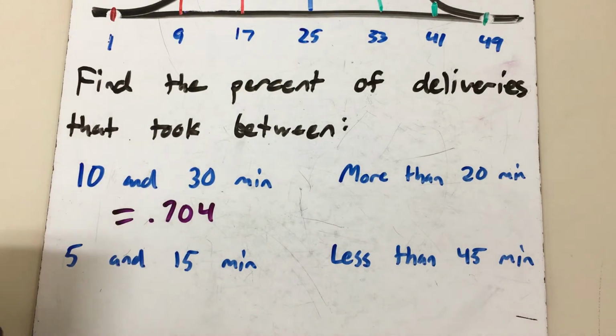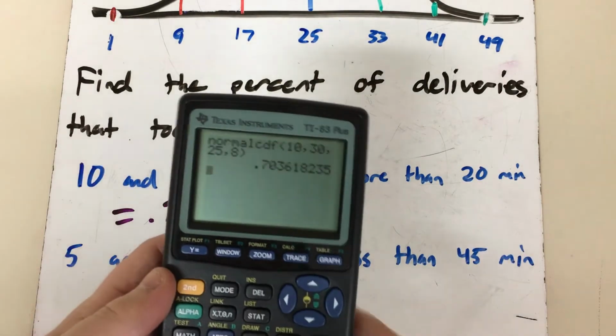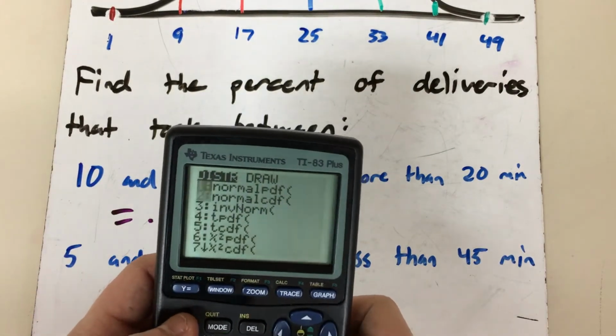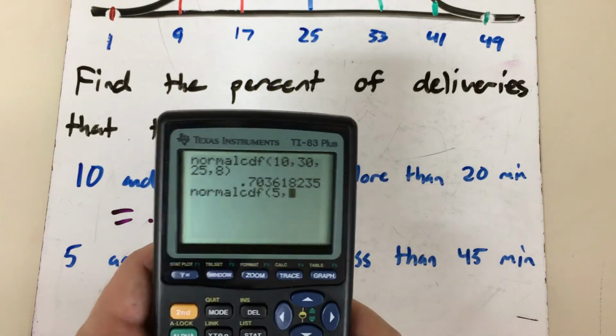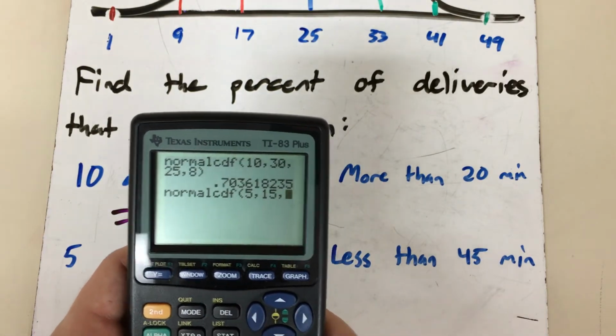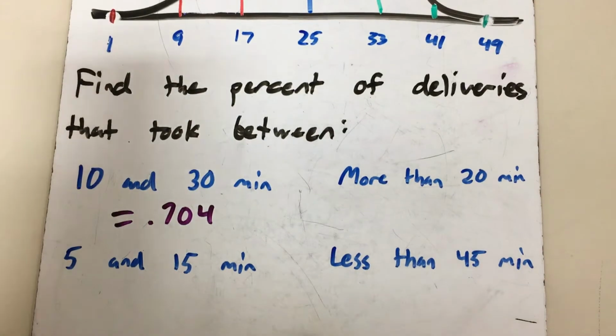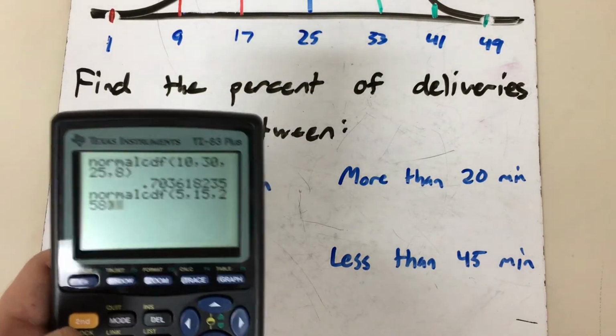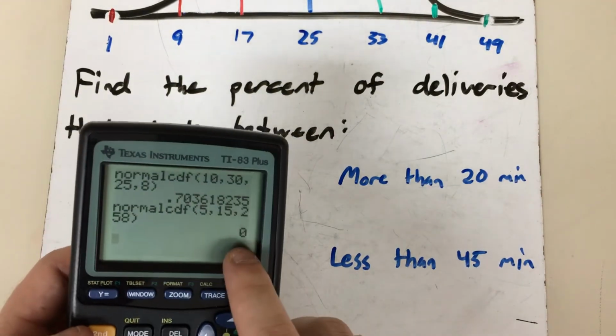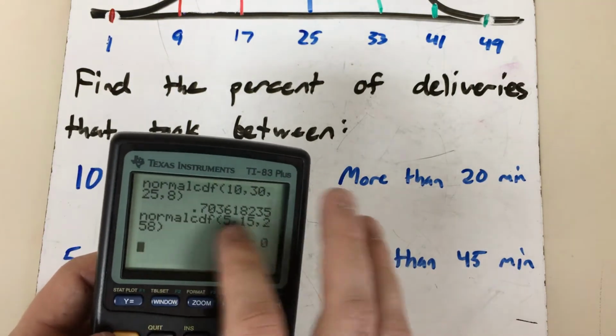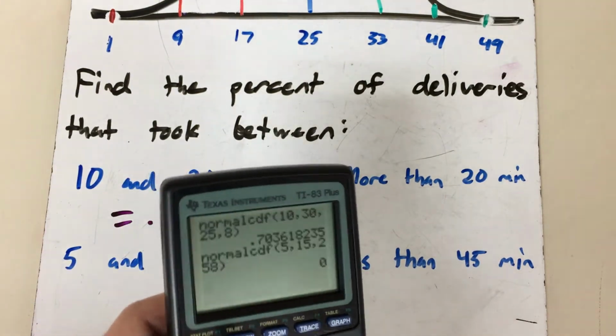I'll do 5 and 15 minutes next because I want to save these for last. So for 5 and 15 minutes, normal CDF, 5, 15, what was it again? 25 and 8. This is why you always put commas in. You need commas.